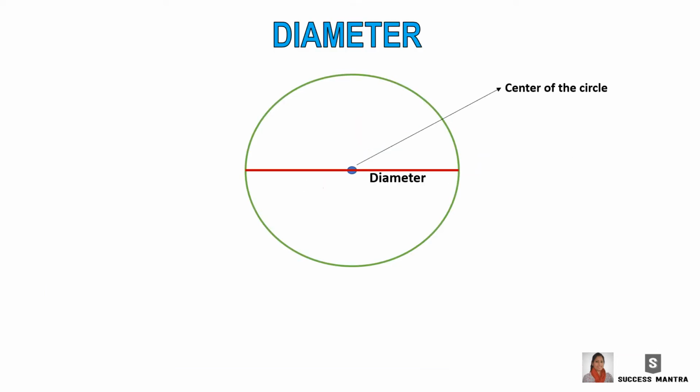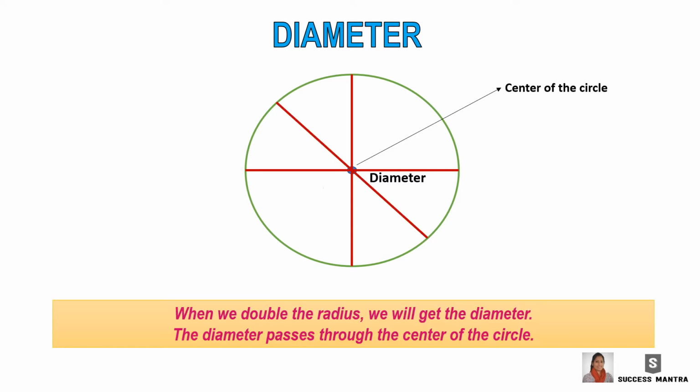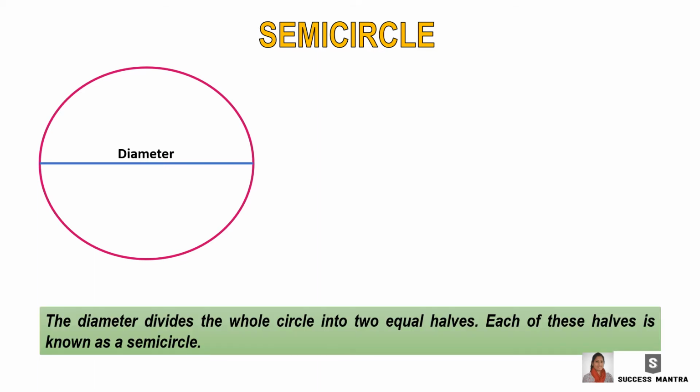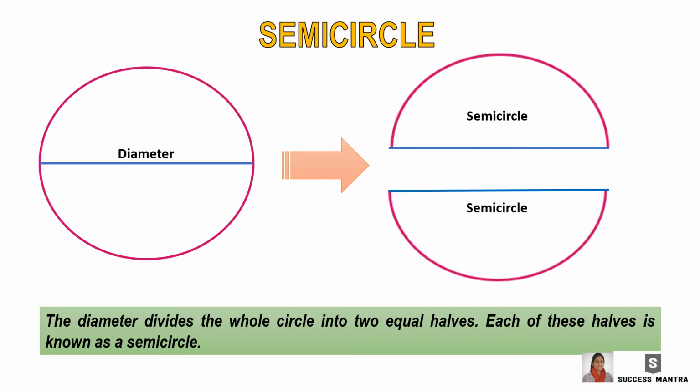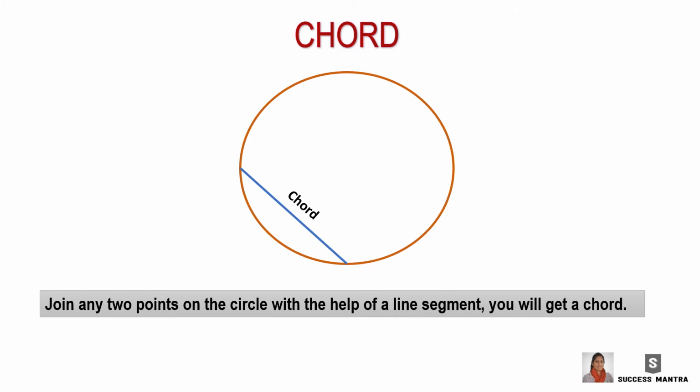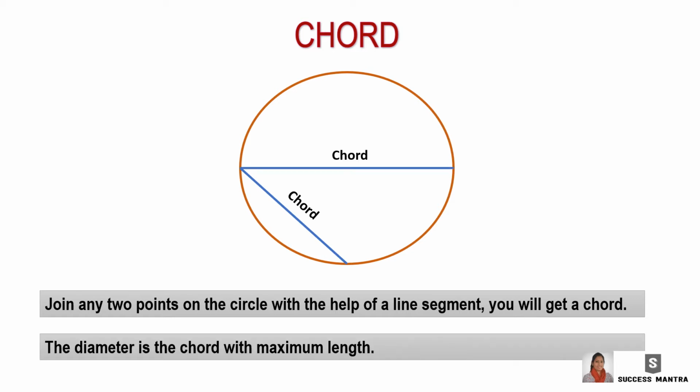If you double the radius of the circle, you will get the diameter of the circle. And the diameter of the circle always passes through the center of the circle. If you divide the circle along its diameter, you will get two equal halves. Each of these halves is called a semicircle. If you join any two points on the boundary of a circle, you will get a line segment. And that line segment is called the chord of the circle. Diameter is the chord with maximum length.